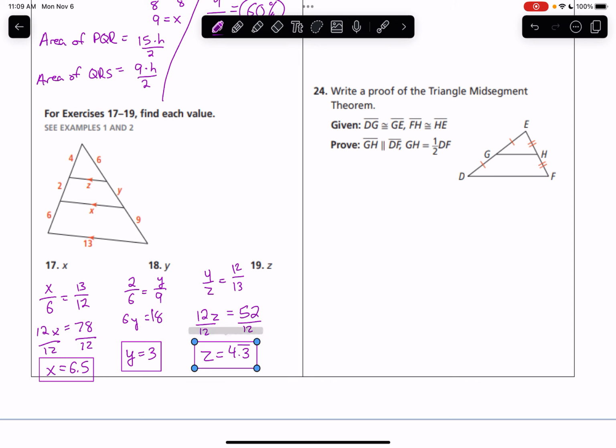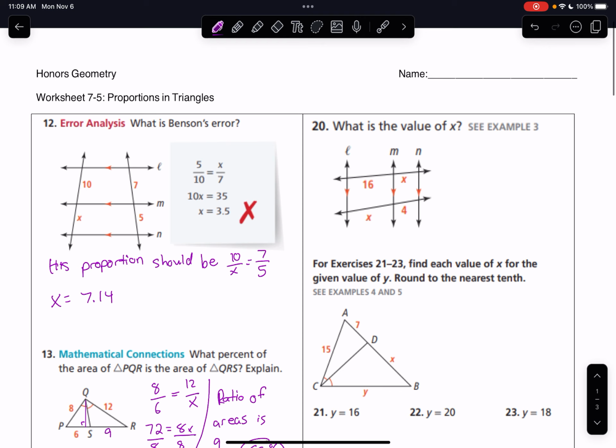All right, next, got another side splitter. What is the value of x? So I'm looking to make proportions that will work here, and I can use the long side on top over the short side on top, 16 over x, equal to the long side on the bottom over the short side on the bottom, x over 4. Then cross multiply, I get x squared equals 16 times 4, which is 64. Then I've got to take the square root of both sides, and I get x equals 8. So 8 is the value of x.